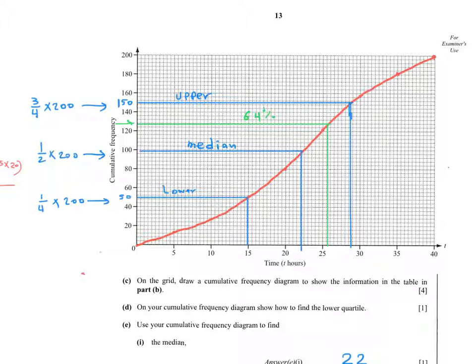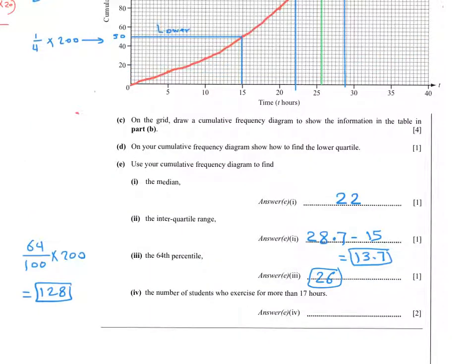128. Then start from 128. Go horizontal, then go down. Approximately 26. The last one, the number of students who exercise more than 17 hours.